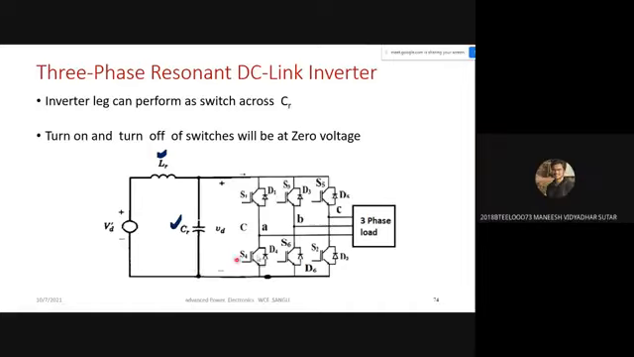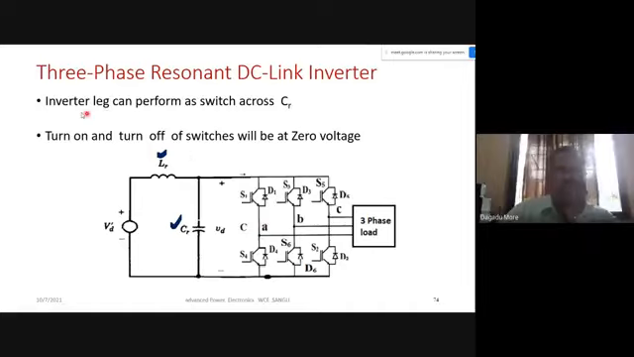No, sir. Okay, so here, any leg, both devices. Now in case of VSI, it is not allowed to turn on S1 and S4 simultaneously. It will short the DC link. But whenever we have an inductor and we require this to resonate the DC link, two switches in one leg we can turn on for a very short duration, so that we can maintain the oscillations in the DC link.